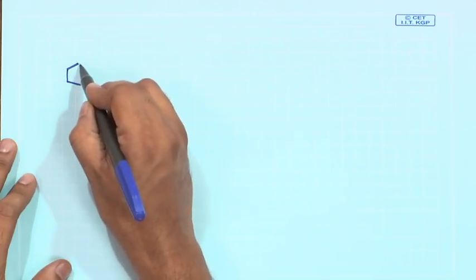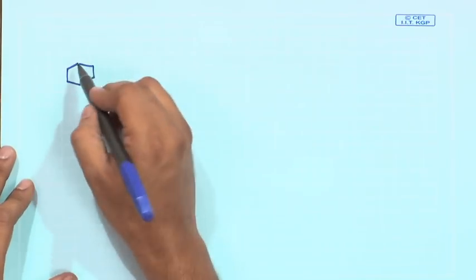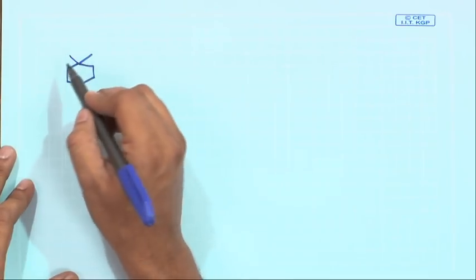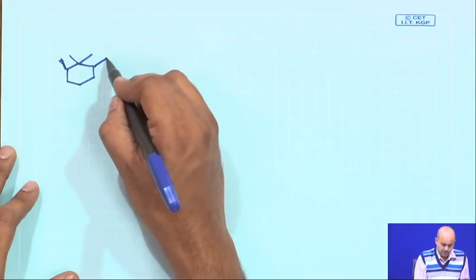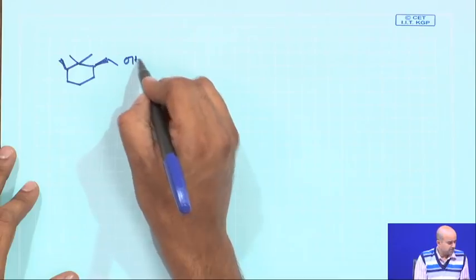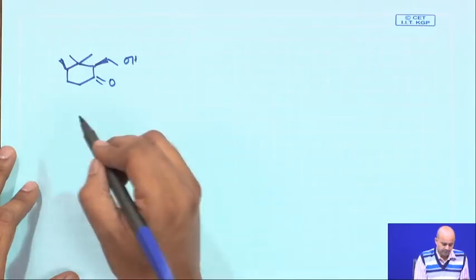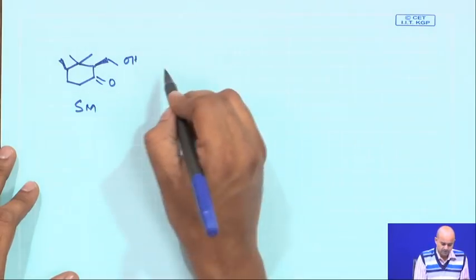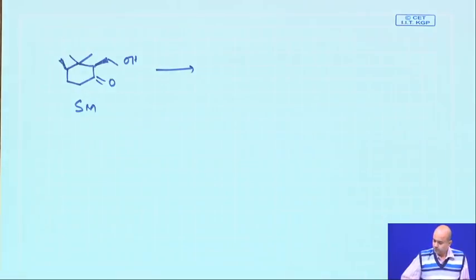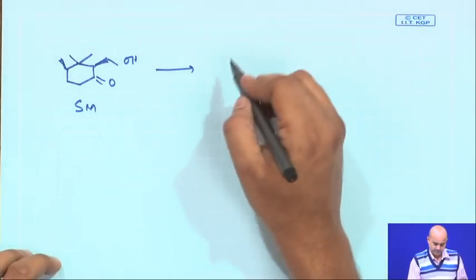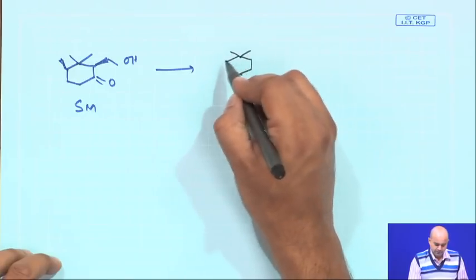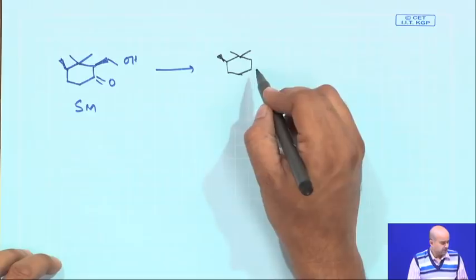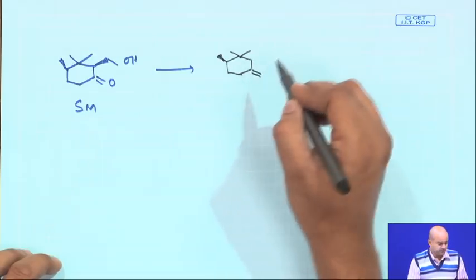Next particular example, we will be discussing a cyclic molecule, and the structure of the starting material which was given is this starting material. The target which I am now drawing is having something like this kind of structure.